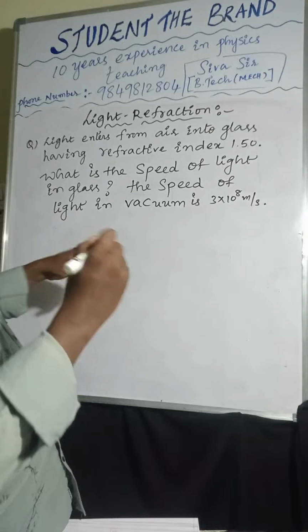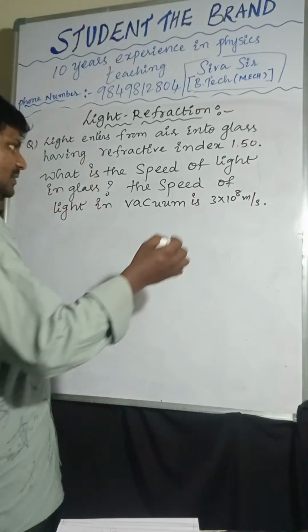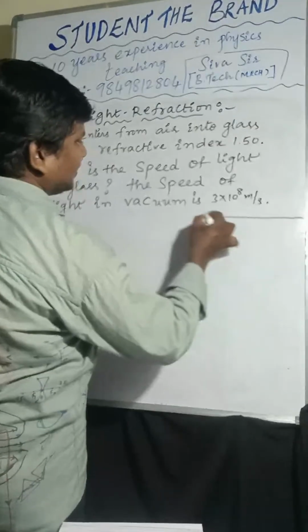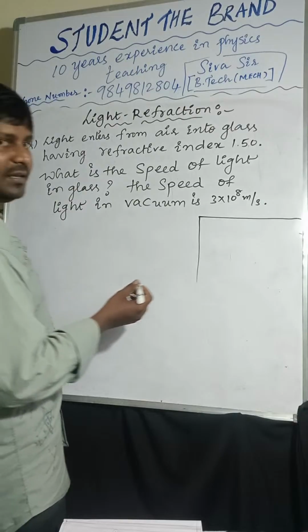Our channel name is Student the Brand, and the student of the class is Ahmad. The answer is 2 into 10 power 8 meter per second. Correct, Ahmad.